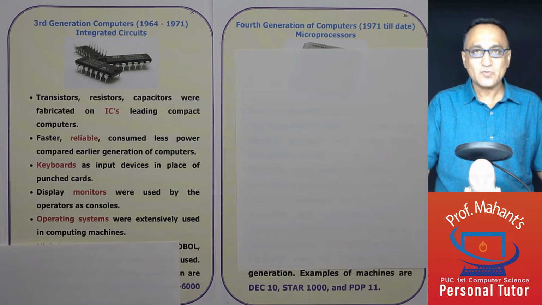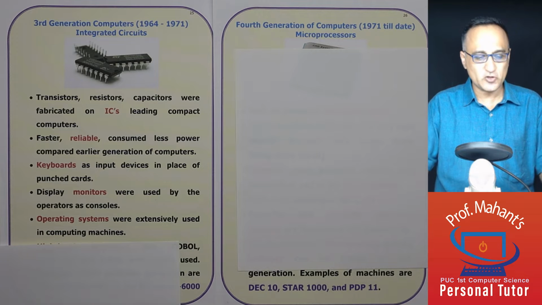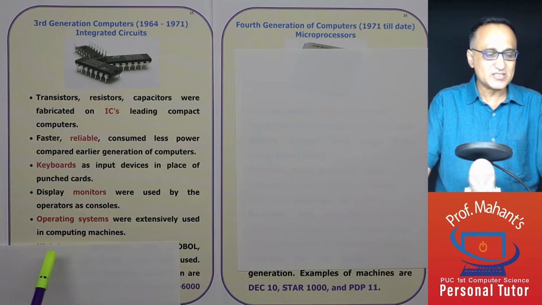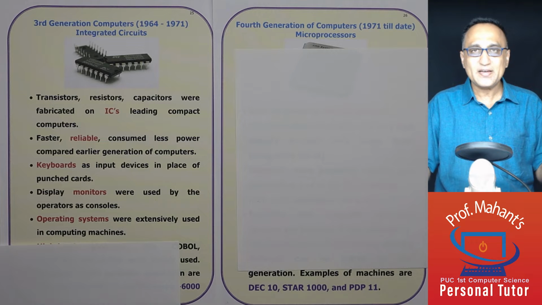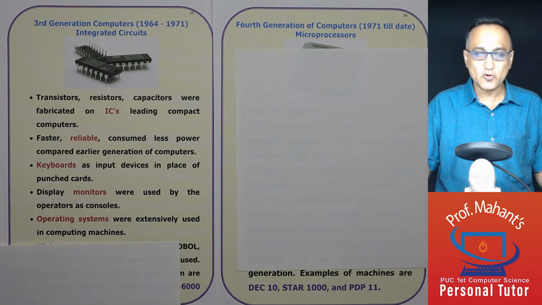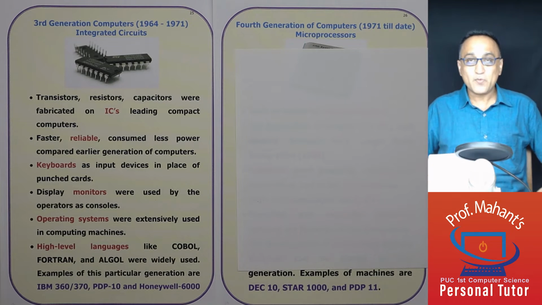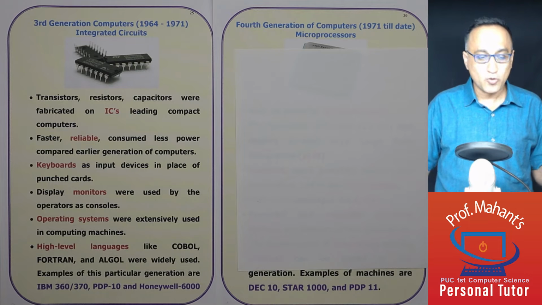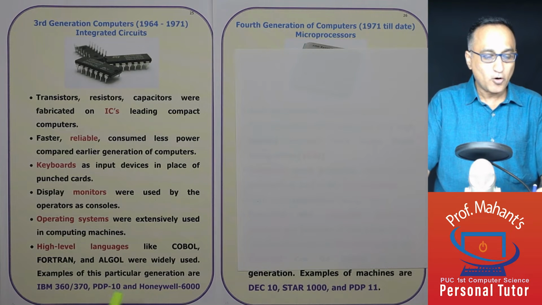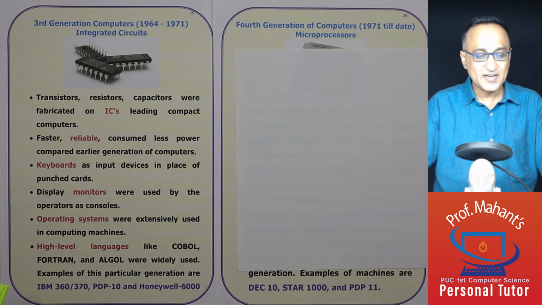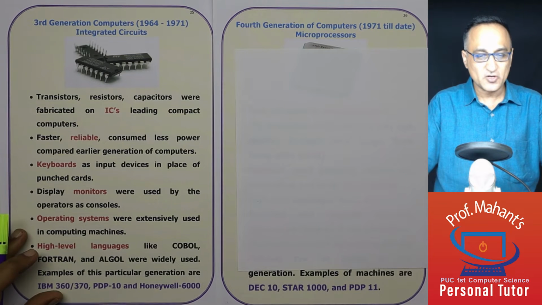Operating systems will be discussed in the fourth chapter, but for now, an operating system is a software. You can think of an operating system through an example like Windows, which you have been using. Operating systems were extensively used to provide services to the user. So operating systems made a big entry during this particular generation. Now, high level languages like Fortran, COBOL, Algol, all gained wider usage and acceptance in this generation.